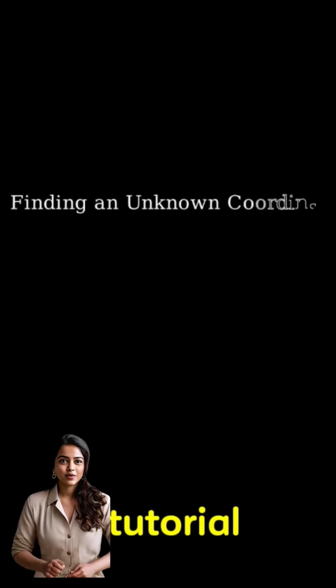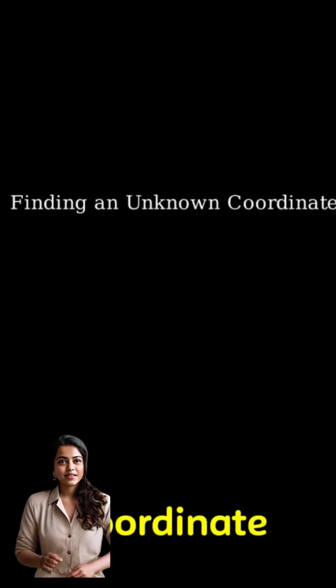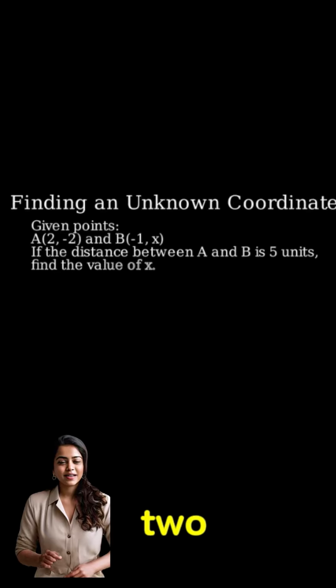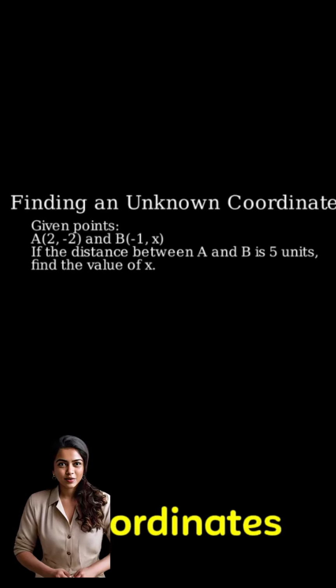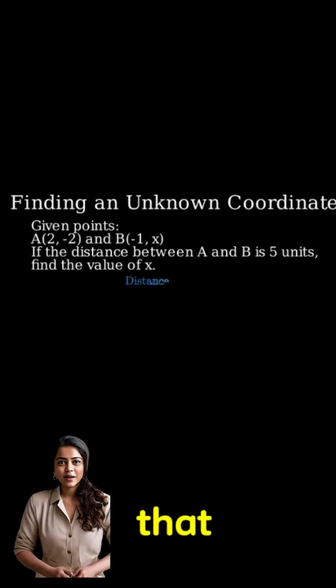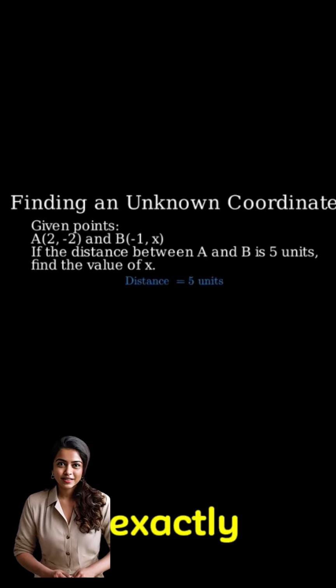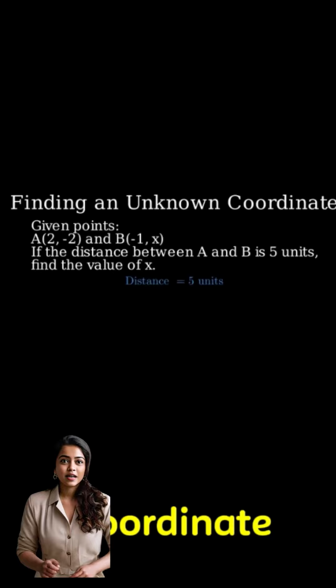Welcome to this short tutorial on using the distance formula to find the value of an unknown coordinate. We're going to solve a problem where we have 2 points, A at coordinates 2, -2, and point B at coordinates -1, x, where x is unknown. We're told that the distance between these points is exactly 5 units, and we need to find the value of x. Let's start by visualizing this problem on a coordinate plane.